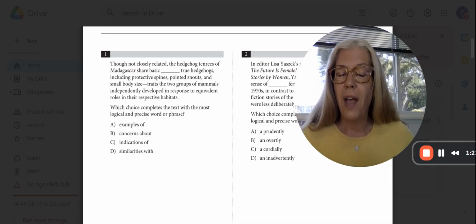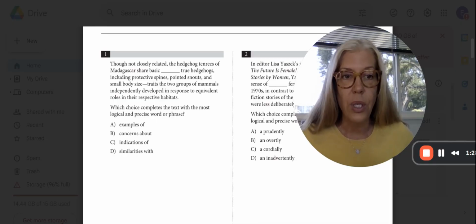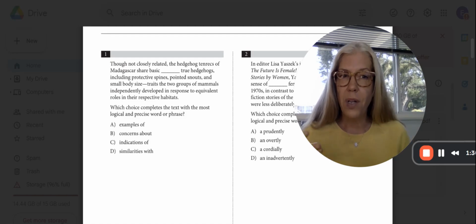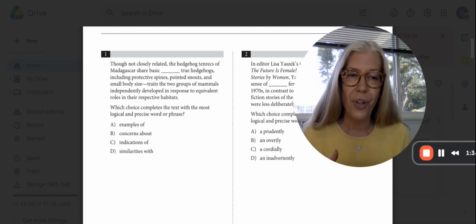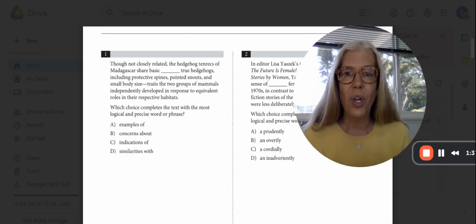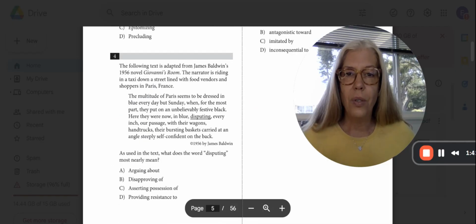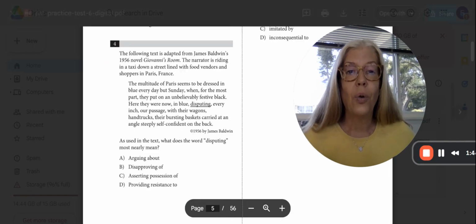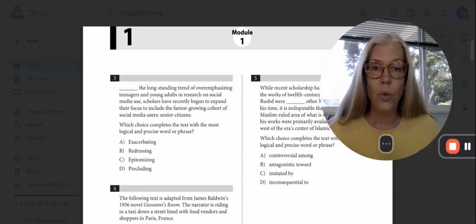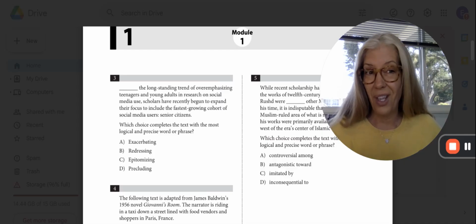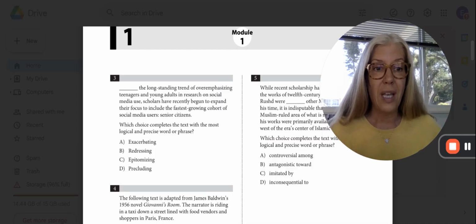So we're going to start off every single one of your SAT tests with this sentence completion. In each one of these sections, the questions start off a little easier and then they get more difficult as you go along. In practice test 6, there are a total of 5 sentence completions. So I'm going to take you through each of these and show you the skills that you need to know in order to get all of these correct.